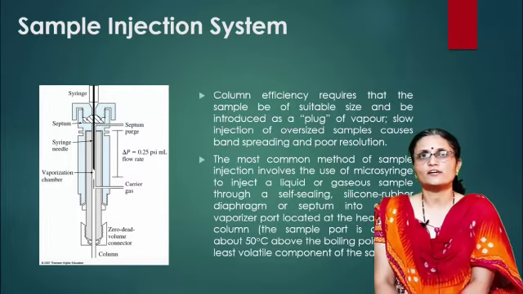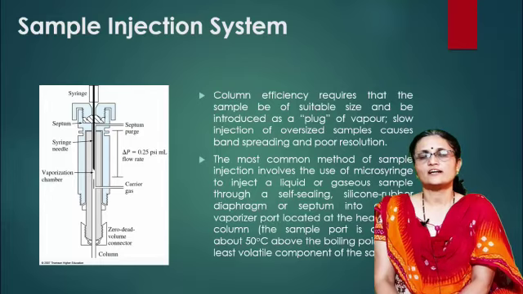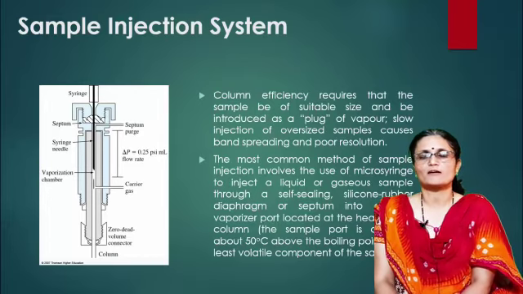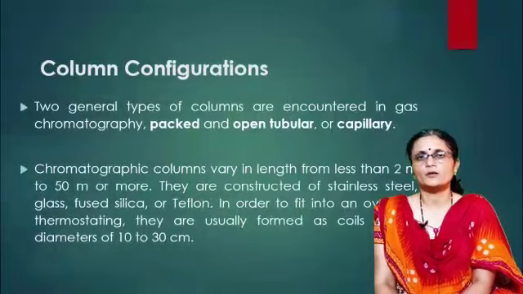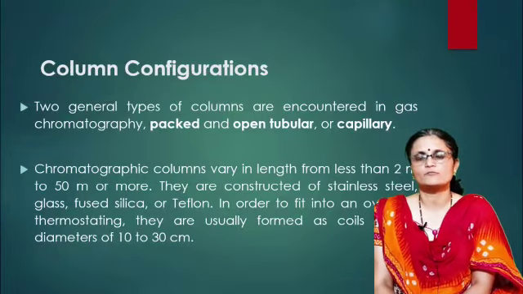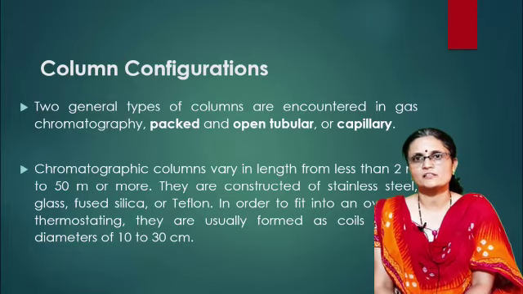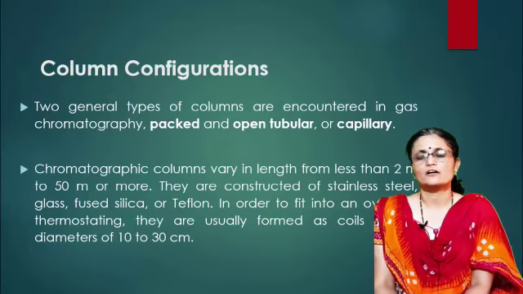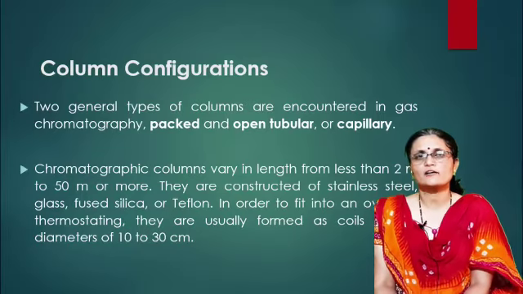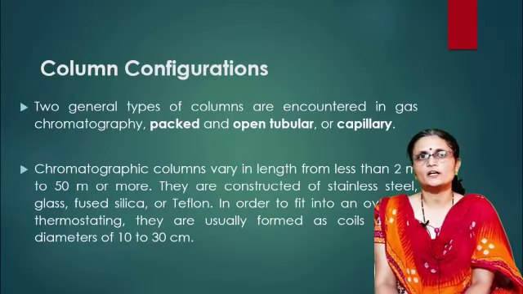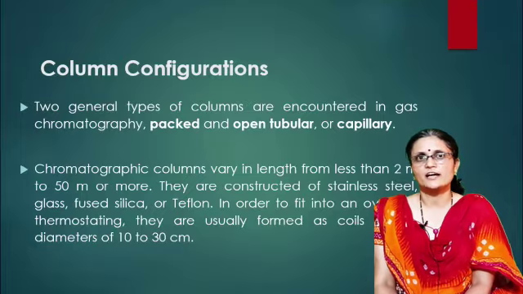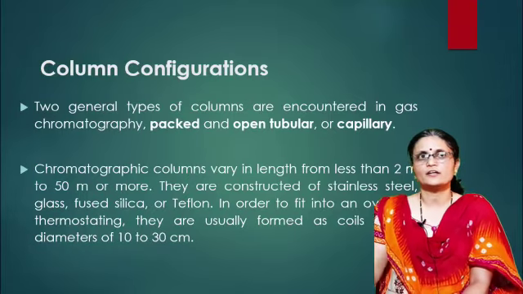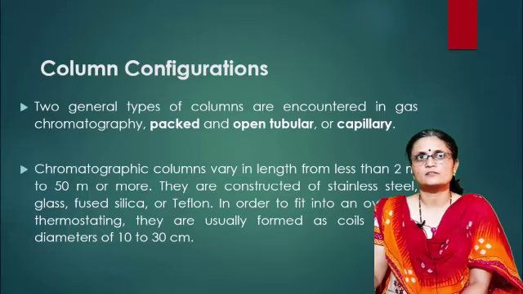As for the column configuration, there are 2-3 types of columns used: packed, open tubular or capillary columns. The larger the size of the column, the better is the separation, and hence the columns are kept in the form of a coil in the oven. The columns are of a length of about 2 meters to 50 meters and the diameter of the column is about 10 to 30 meters.